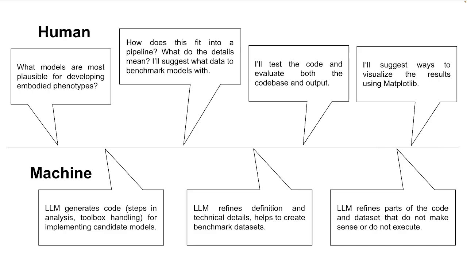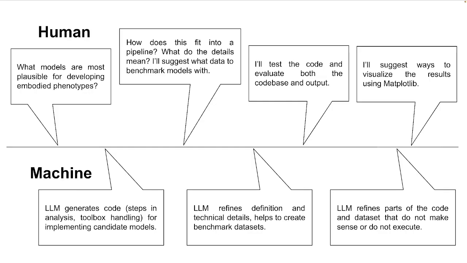So this is what the dialogue looks like. On the top we have what the human is asking the large language model, and at the bottom we have what the machine generates in response. So these are prompts by the human, and the machine is responding, and this is a typical sort of interaction. So the human asks, what models are the most plausible for developing embodied phenotypes? The machine responds, the large language model generates code.